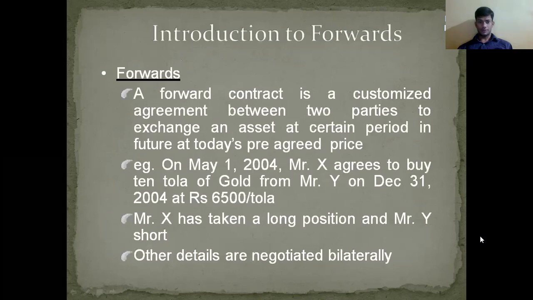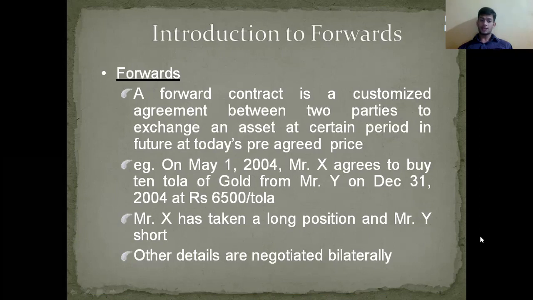Introduction of forwards. What is a forward? A forward contract is a customized agreement between two parties to exchange an asset at a specified period in the future at a pre-agreed price. For example, on May 1st, 2004, Mr. X agreed to buy 10 tola of gold from Mr. Y on December 31st, 2004 at the rate of 65,000 per tola.